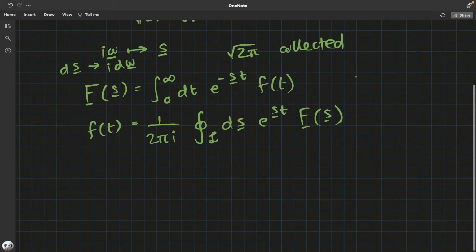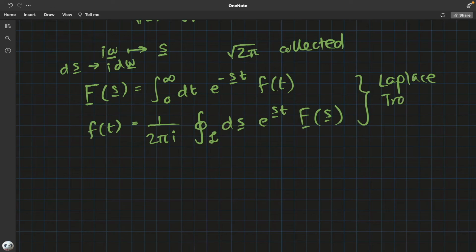And this is the Laplace transform pair. The infamous Laplace transform I've been referring to, and maybe you might have read about this somewhere, but this is the notorious Laplace transform pair. L is now the Laplace contour.